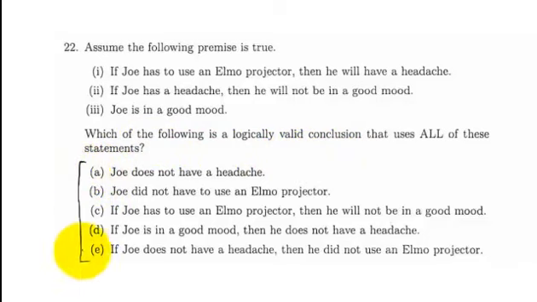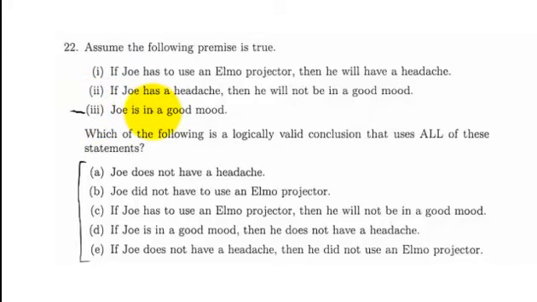I would not recommend looking at any of these yet until you've gone through the premises again. Now, like Venn diagrams, you want to start with the most specific piece of information. These two are if statements. These are not specific. 3, though, Joe is in a good mood, is specific. So we're going to start here.